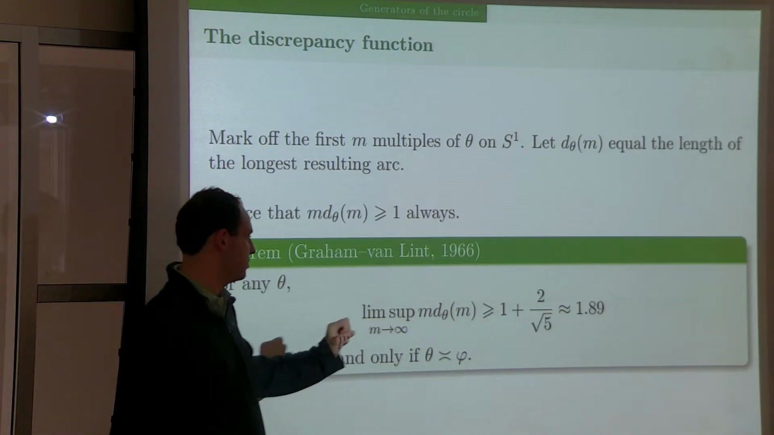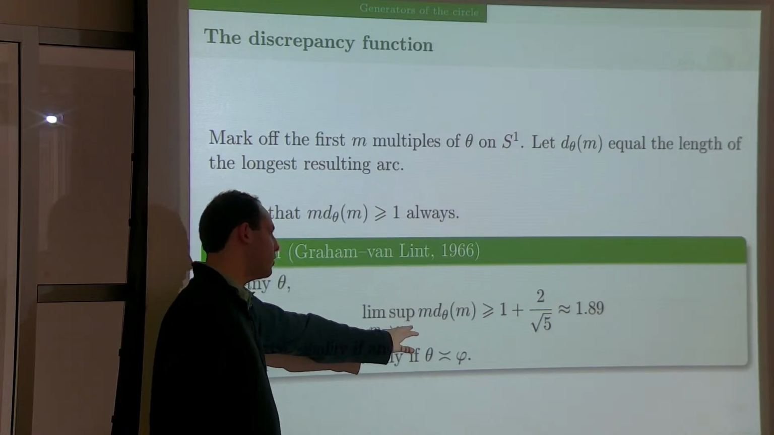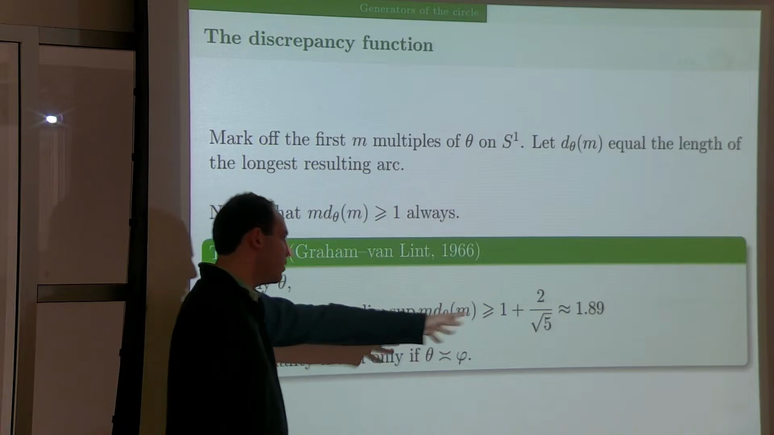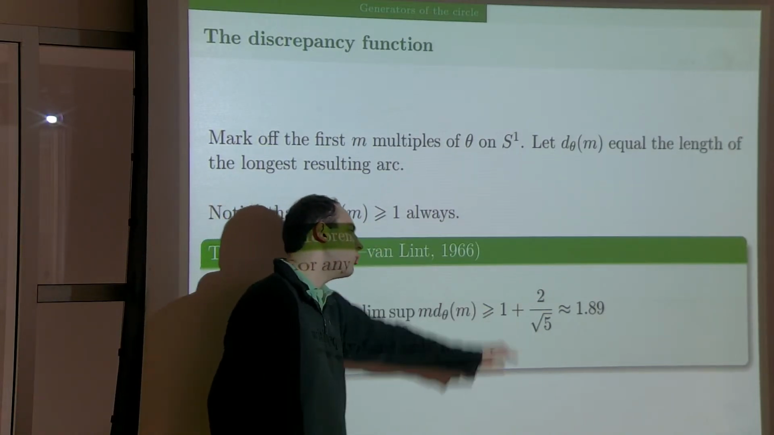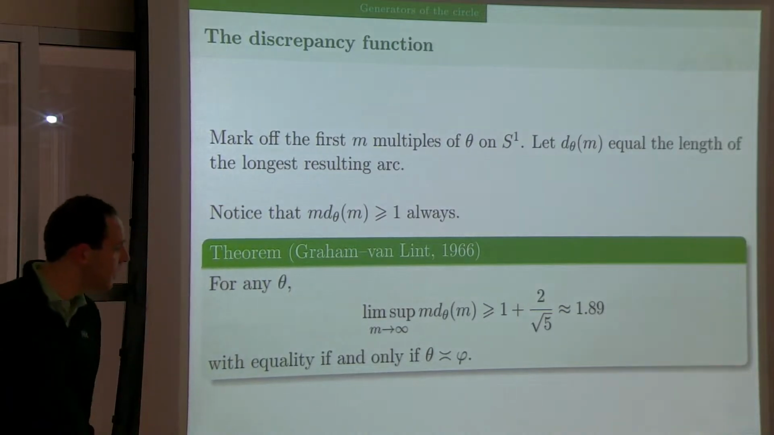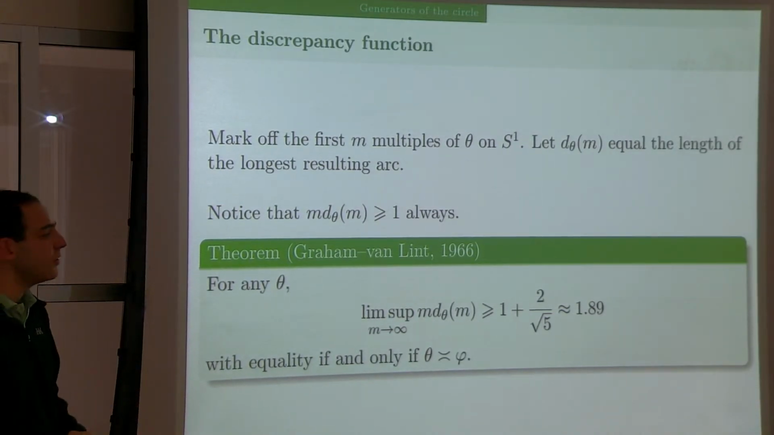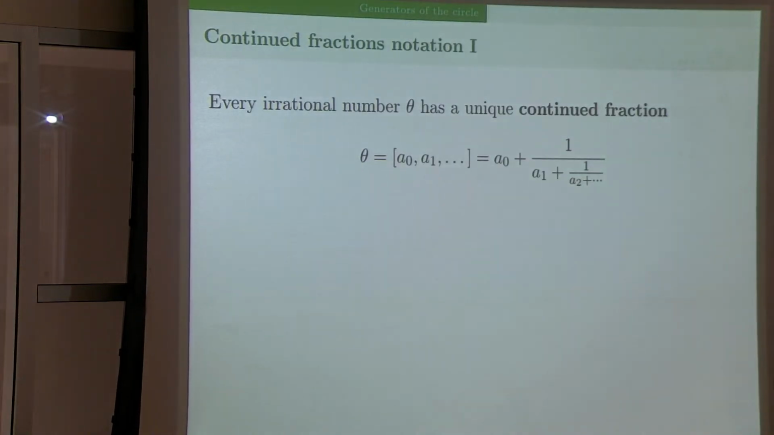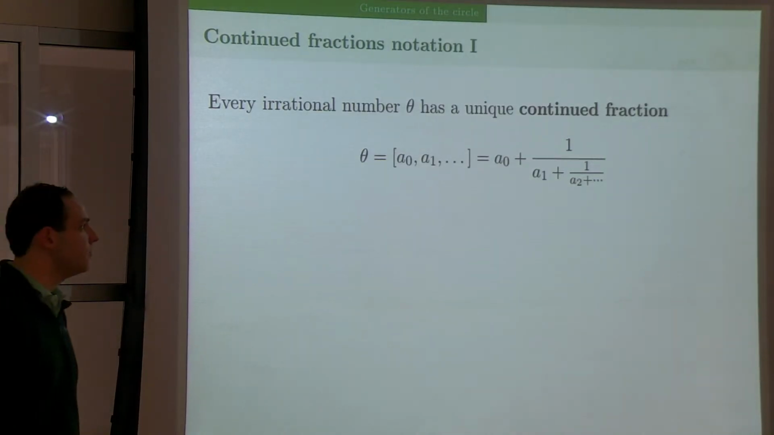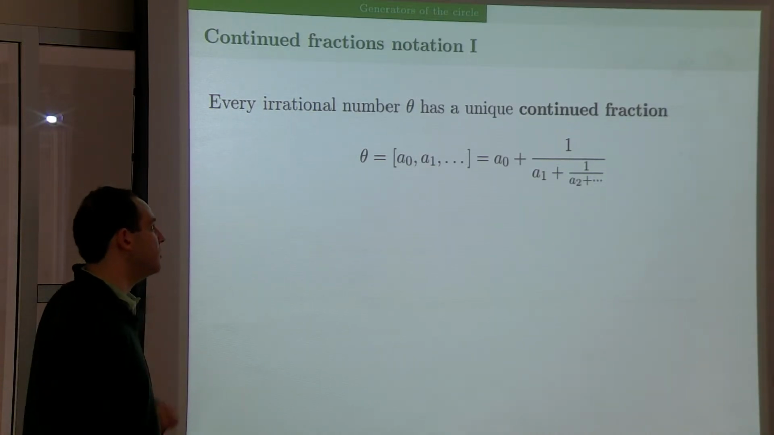I'll make sure this is clear: for very, very large n, you can always find a larger n, some very large n, such that this quantity is about 1.9. And so your failure to equally space is at least by a factor of 1.9. All right, so in order to talk about the proofs of the theorems that we're going to have here, we just need to set up continued fractions.